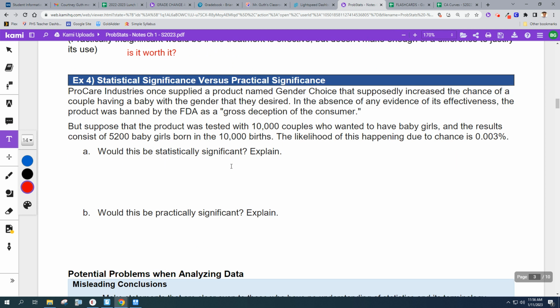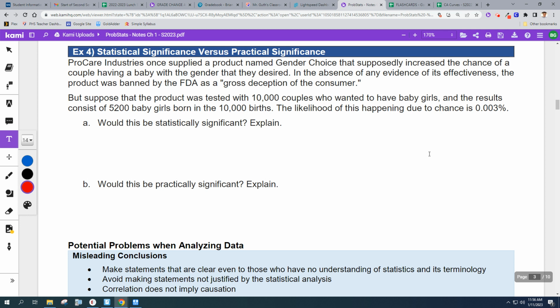Number 4, ProCare Industries once supplied a product named Gender Choice that supposedly increased the chance of a couple having a baby with the gender that they desired. In the absence of any evidence of effectiveness, the product was banned by the FDA as a gross deception of the consumer. But suppose that the product was tested with 10,000 couples who wanted to have baby girls, and the results consist of 5,200 baby girls born in the 10,000 births. The likelihood of this happening due to chance is 0.003%. So you see how that's very unlikely?